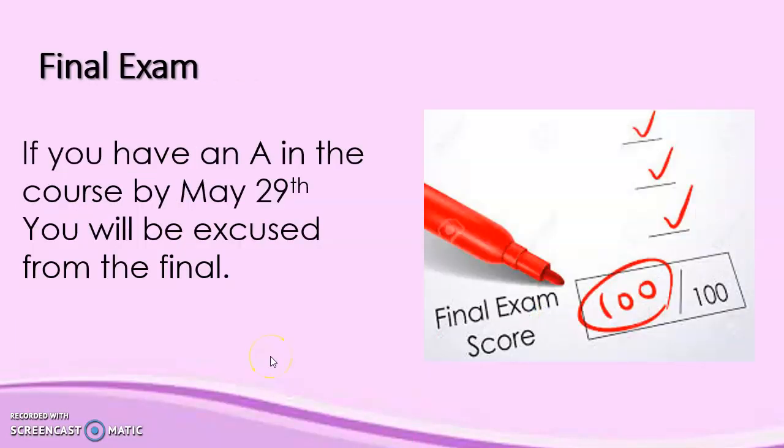Your final exam is worth a lot of points, and you can be excused from it if you have an A by May 29th. So the goal is to work with me, complete the course to the best of your ability, get that A, and on May 29th, you are done. You no longer have to take a final exam. You've already earned the A, and you can go on and work in your other classes. Anyone who does not have an A on May 29th will need to take the final exam.